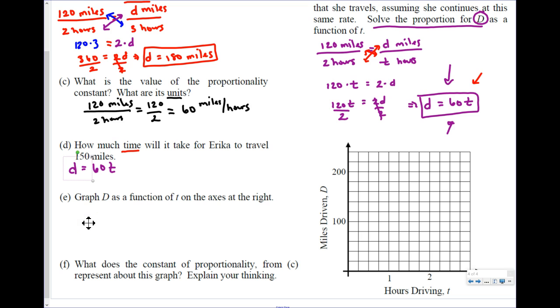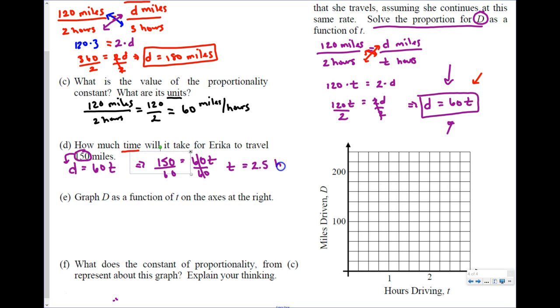What should I plug into here? What do I know? I know the 150 miles. So is miles a measure of distance or a measure of time? Well, miles is a measure of distance. So instead of saying D equals 60t, I'm going to say 150 equals 60t. And now I can solve for the time. Divide both sides by 60 to get t by itself, and I get t equals a decimal, but that's okay, 2.5, and put the units of hours, which means that it's going to take her 2.5 hours to travel 150 miles.